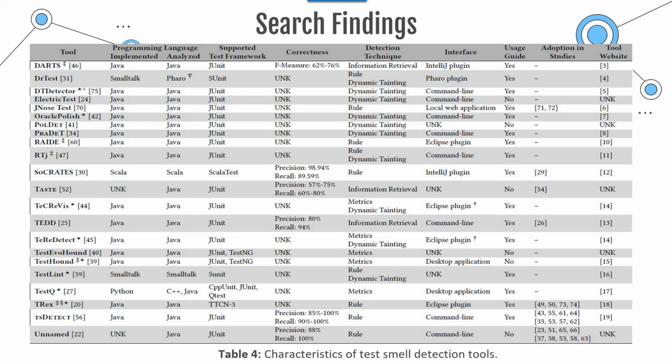In terms of smell detection techniques, our analysis shows that while most of the tools in our study rely on static analysis of the source code, some tools identify smells through dynamic analysis. This technique strategy can be grouped into four categories: metrics, rules, heuristics and information retrieval, and dynamic tainting.